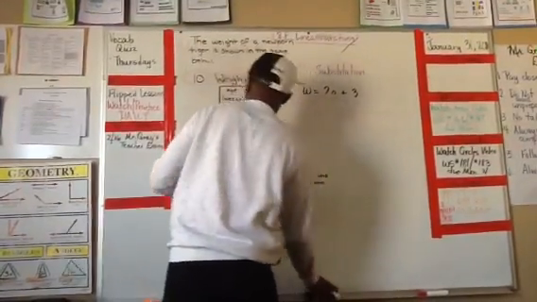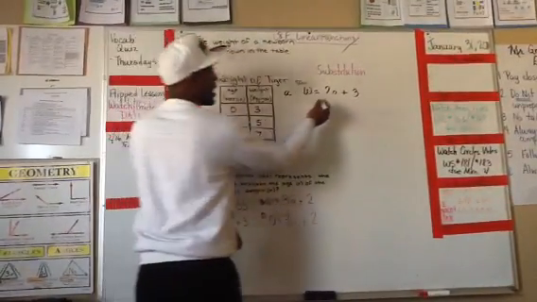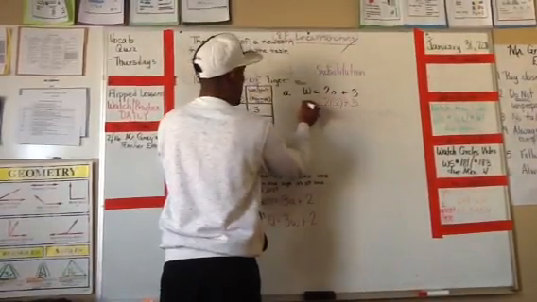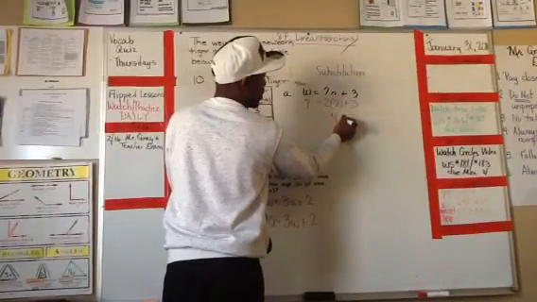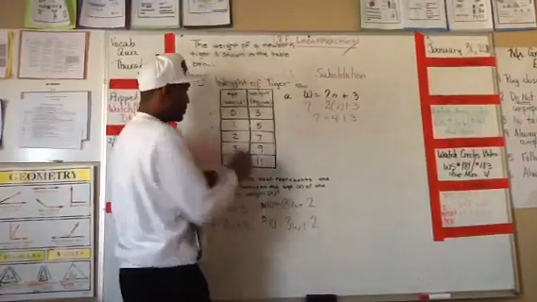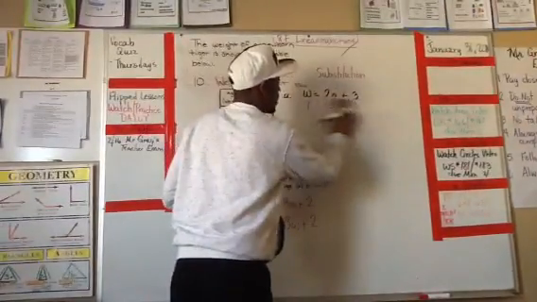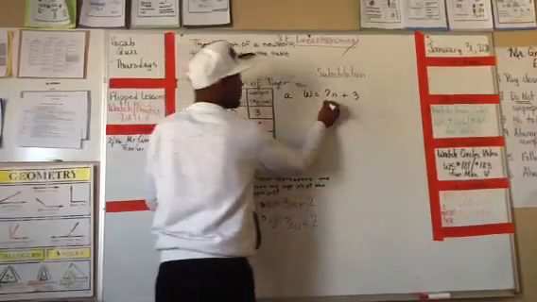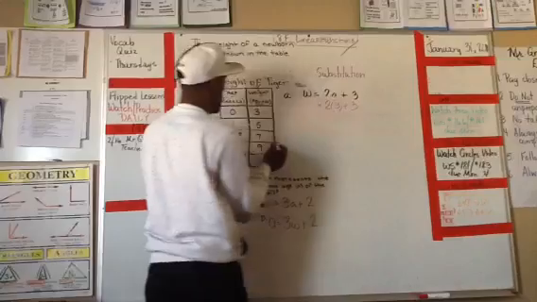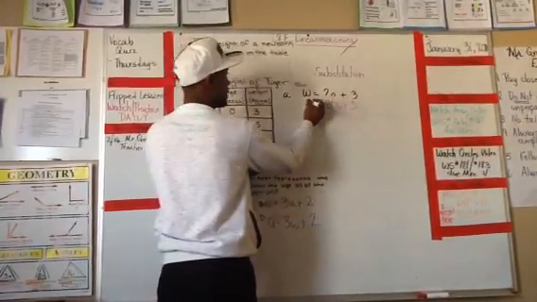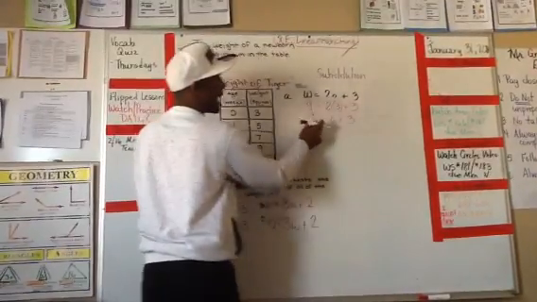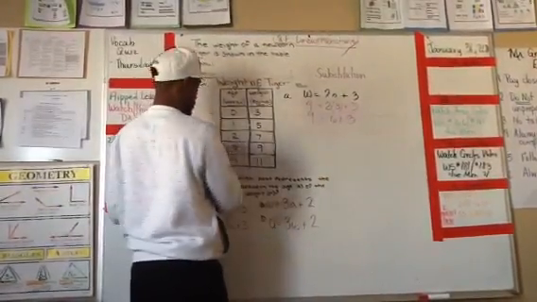Okay? Let's use 2, 7. 2 stands for the A, and then W is the 7. 2 times 2 is 4, plus 3. Does 7 equal 4 plus 3? Yep, so that one works. Let's try the 3 and the 9. The 3 goes in for the A, and all I'm doing is substitution, or replacing the variable with the appointed number. And then 9. 2 times 3 is 6, plus 3. Does 9 equal 6 plus 3? Yes, so that one works.